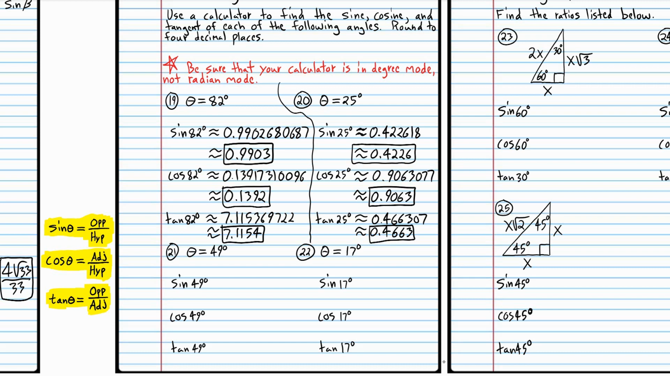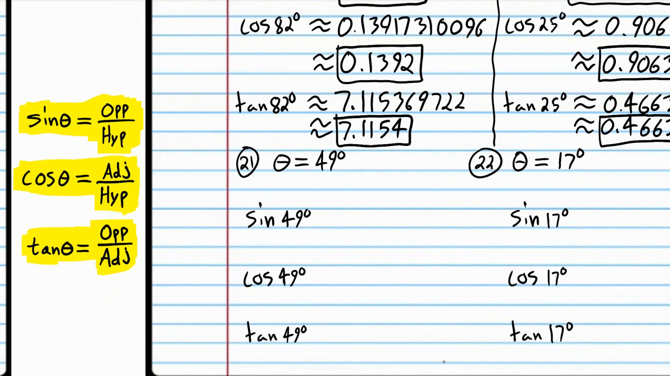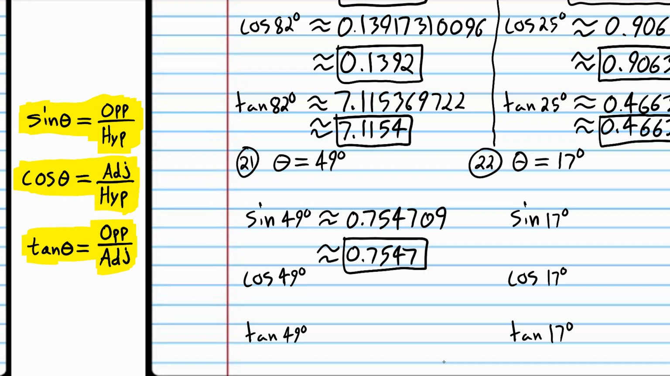All right, we're back. I'm going to type in 49, then push the sine button. And we get approximately 0.754709, so on and so forth. And if we round off, we get the following. So if you got that answer, good job.